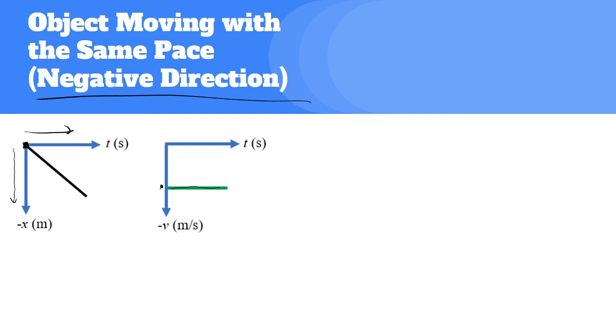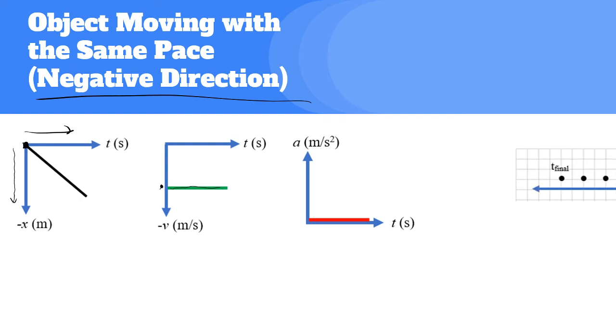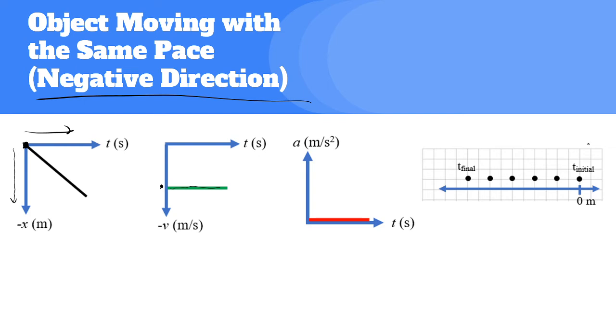Positive velocity means moving in the positive direction. Negative velocity means it moves in the negative direction. That's the only difference. Acceleration is still 0 because there is no change in velocity. So what happened for this guy though? You have started from the same location, but you are basically moving backwards. But this time you're moving 2 units backward.